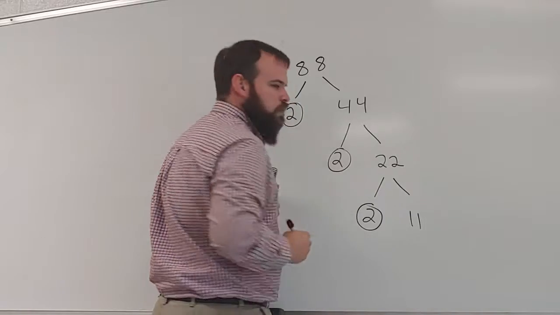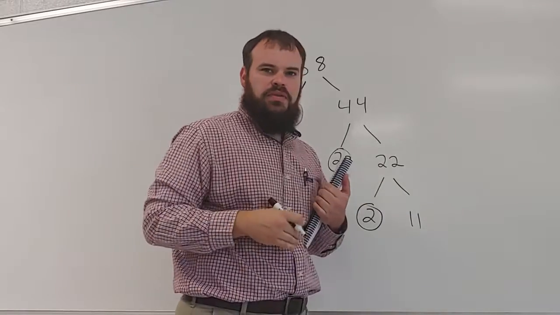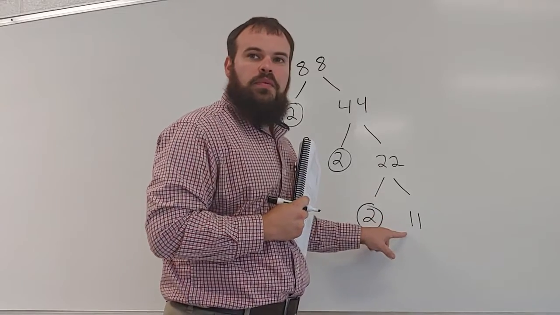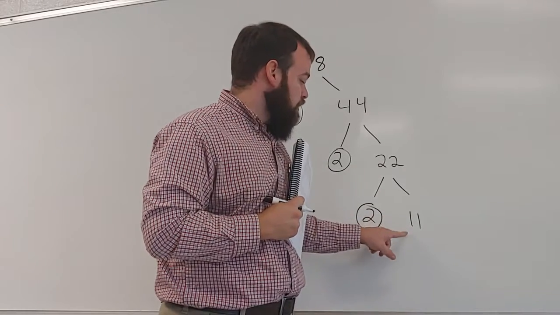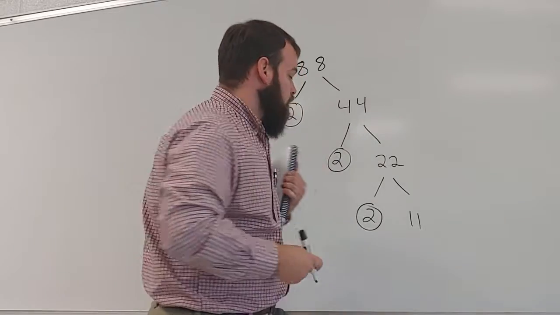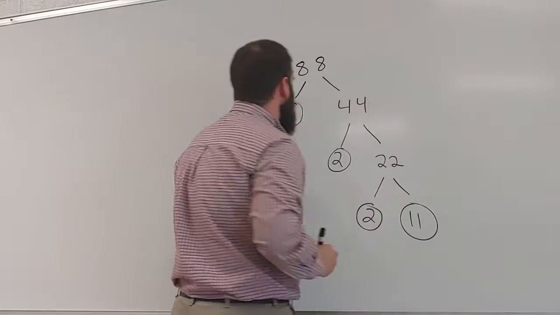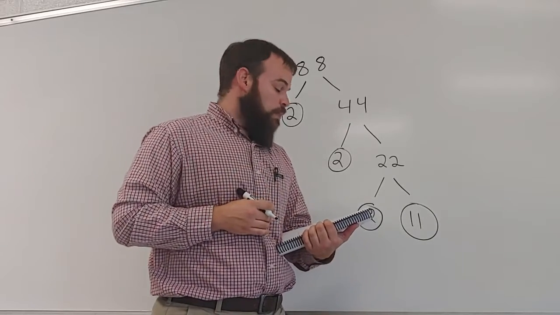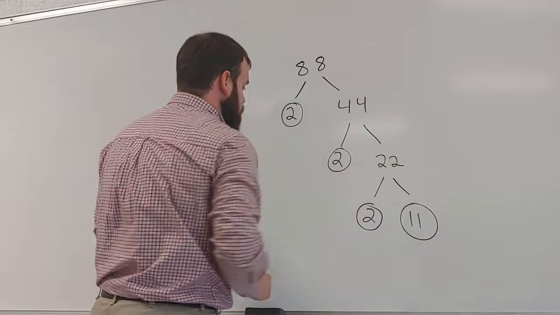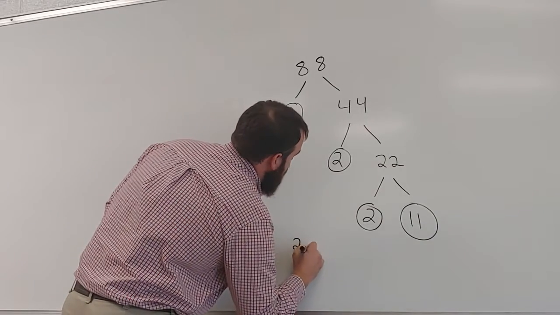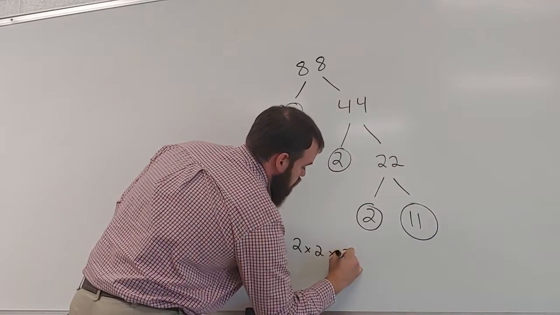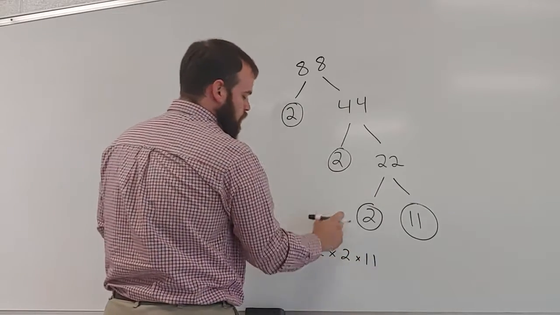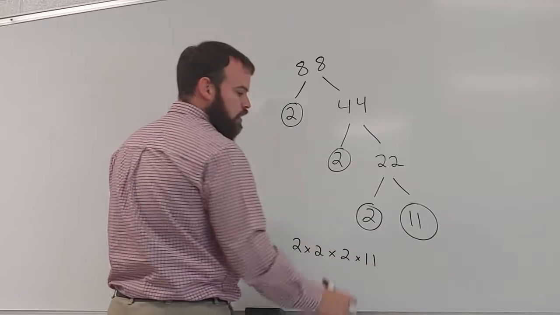So again, 2 is a prime number. 11 is a 2-digit number. Is it prime? Let's look at it. I don't know any other numbers that can multiply together to give us 11. So 11 is, in fact, a prime number. So when I created my factor tree and I'm trying to tell what my prime numbers are for 88, it's going to be 2 times 2 times 2 times 11. Okay? 1, 2, 3 2s and 11.